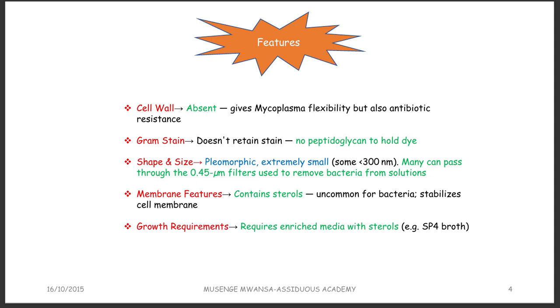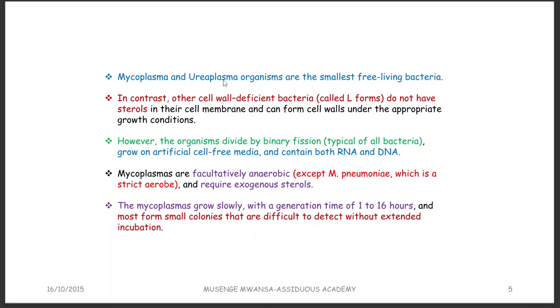And when you look at the membrane, they also contain sterols. So peculiar for them, okay? And it's uncommon for a lot of bacteria. These sterols basically stabilize the cell membrane. And for the growth requirements, these guys require an enriched media with sterols because that's what they contain, like the SP4 broth. Mycoplasma and Ureaplasma organisms are the smallest free living bacteria.